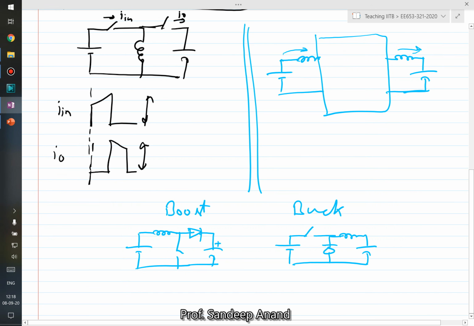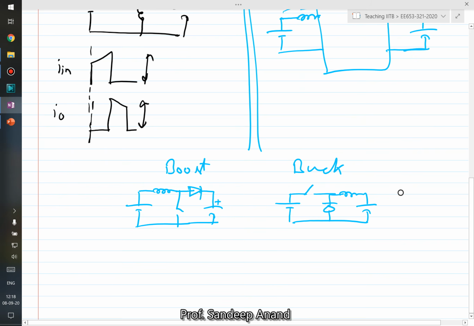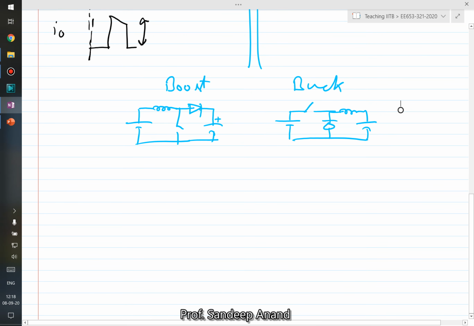Right, so now if I can combine them somehow by maintaining the input of the boost and the output of the buck, then I might end up with a circuit where I have inductance on both the input as well as the output side. Let me just rearrange the position of the diode and the switch. The diode and the switch are anyway connected in series, so I can just rearrange their position. So let me redraw.